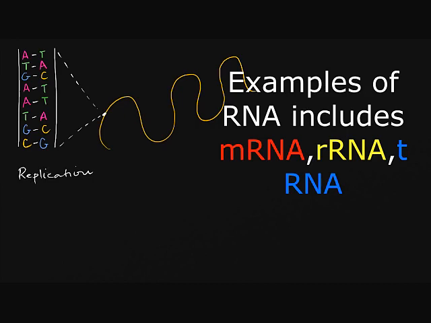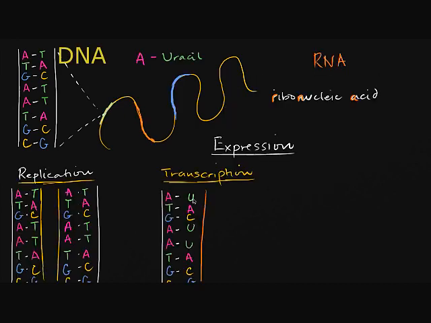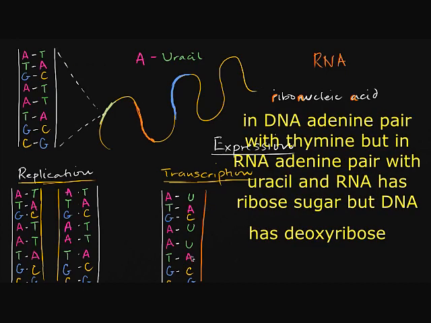RNA is single-stranded. RNA has uracil. Now, in DNA, the bases pair up: adenine pairs with thymine and cytosine with guanine. The pairing up is accomplished by hydrogen bonds, which are weaker.